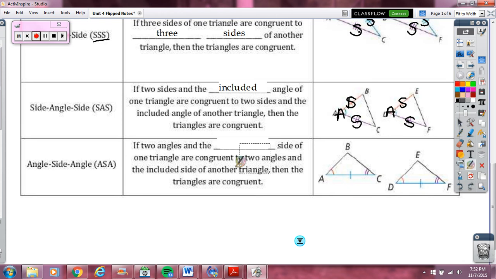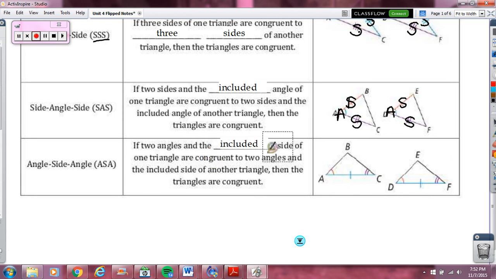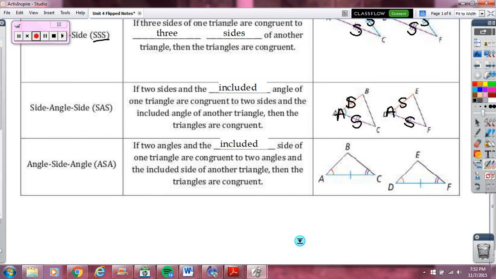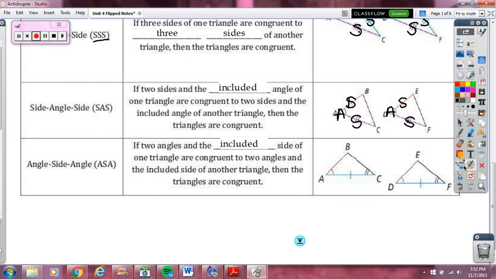Third one, angle, side, angle. If 2 angles and the included side of one triangle are congruent to 2 angles and the included side of another triangle, then those 2 triangles have to be the same too.